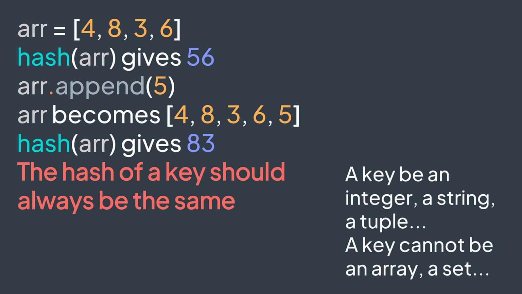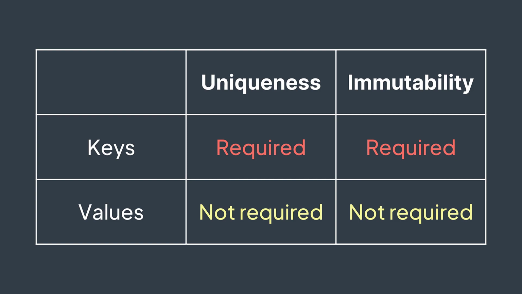So as a key we can have an integer, a string, a tuple, etc. It's fine, these types are immutable, but we can't have an array or set for example. These are mutable. But as a value, it's fine, we can have a mutable object as a value, because we don't hash a value. So a value can be anything, an integer, a string, an array, a hash table, an object, etc. In brief, a key must be unique and immutable, which is not necessary for a value.